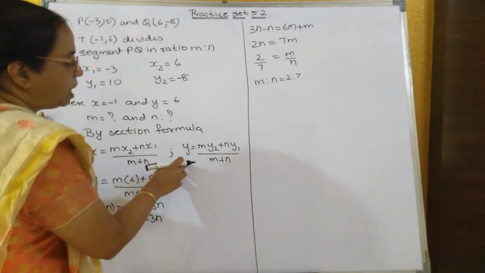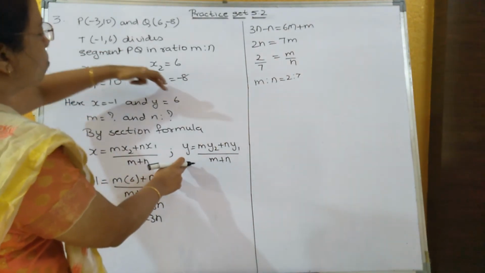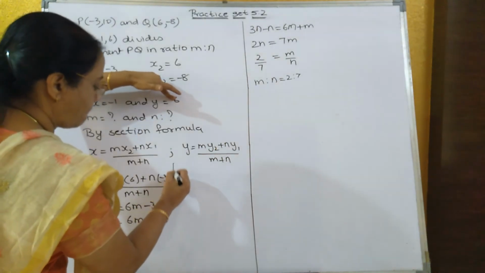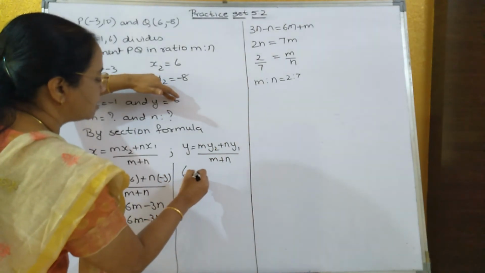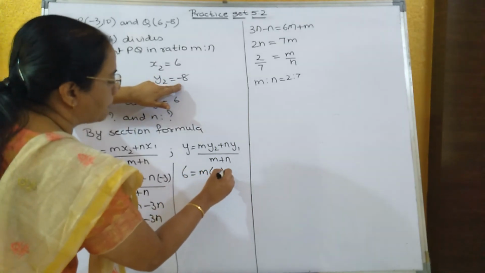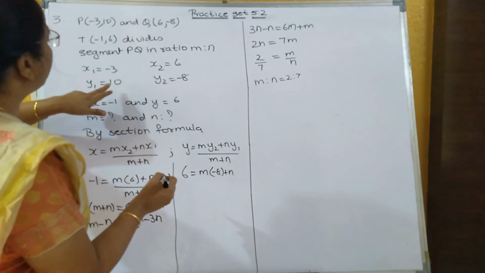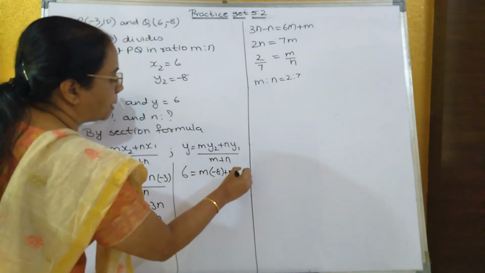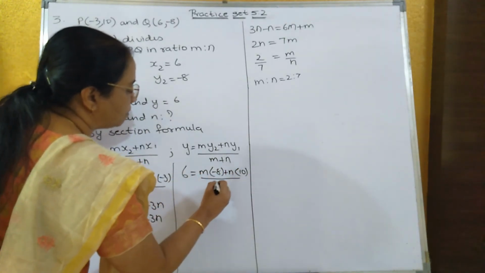Now if you use y, what is y over here? y is 6. 6 is equal to m, we don't know. y2 is equal to what? Minus 8 plus n, and y1 is how much? 10 upon m plus n, which we have to find out.